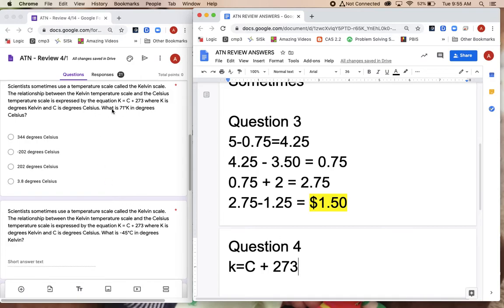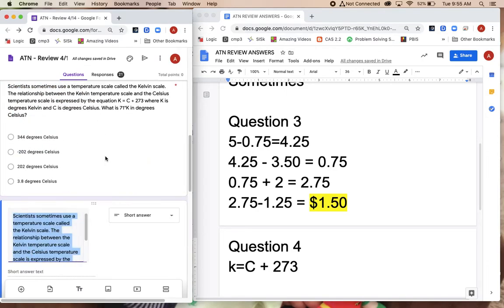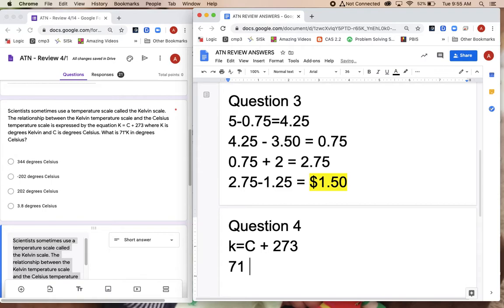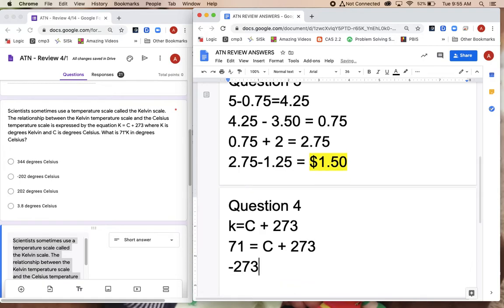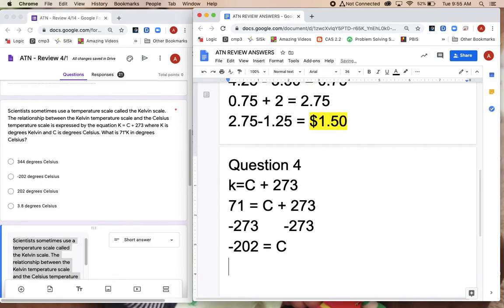And then it says, what is 71 degrees Kelvin in Celsius? So what that means is, well, instead of K, I'm going to put 71. So 71, what's that in Celsius? So all I need to do is get C by himself. So I need to get rid of this 273. So I subtract him on both sides. Right, and that's what leaves me with negative 202 in Celsius. That's why it was negative, because it's 71 minus this big number. If you got a positive number, it's because you did your subtraction backwards.